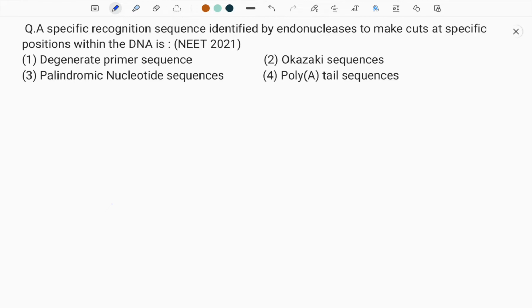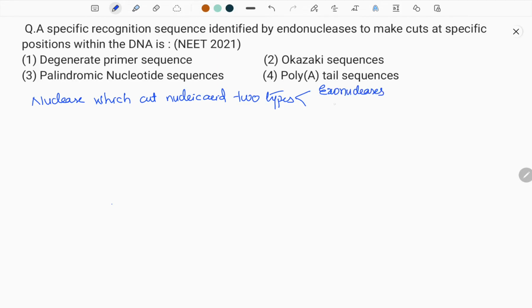The question is about the nucleases, the enzymes. Nucleases are a group of enzymes which cut the nucleic acid, and these nucleases are of two types. Let us see what they are. Some are exonucleases and some are endonucleases.